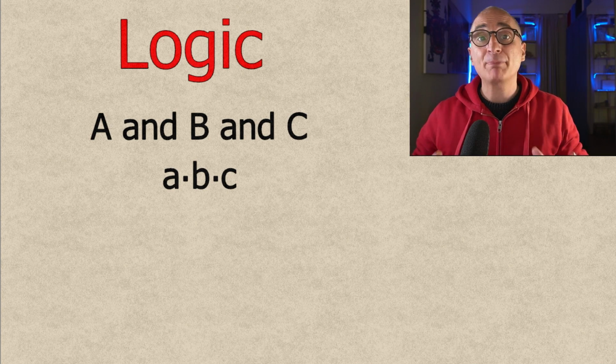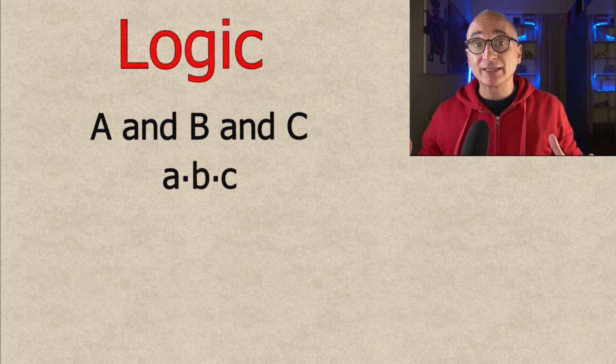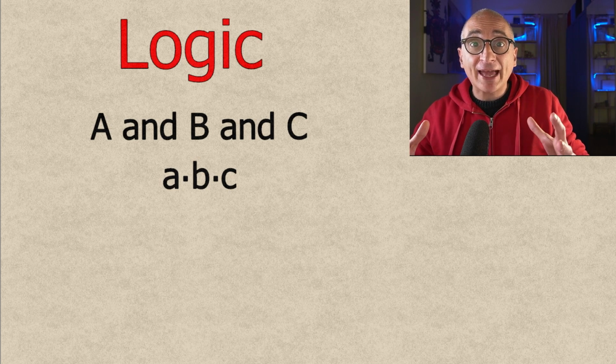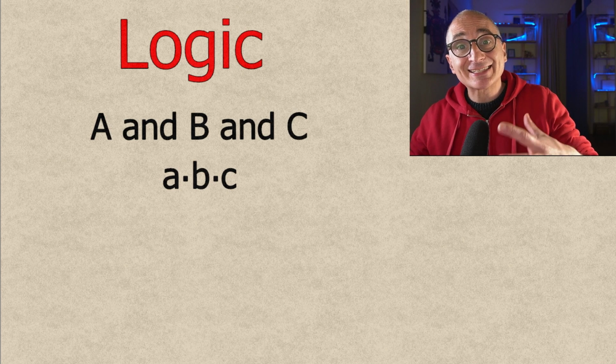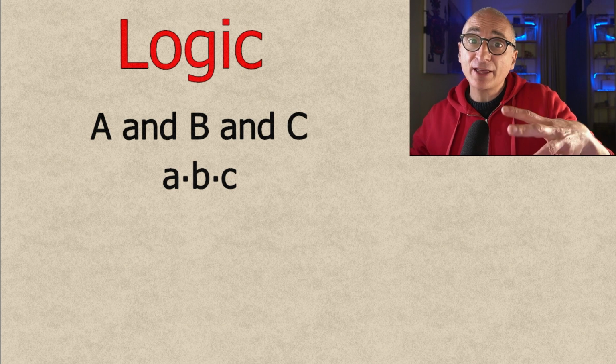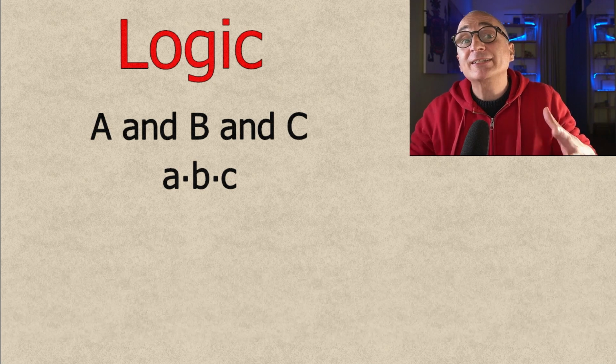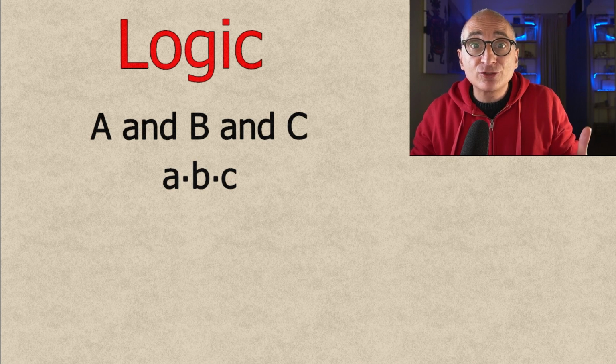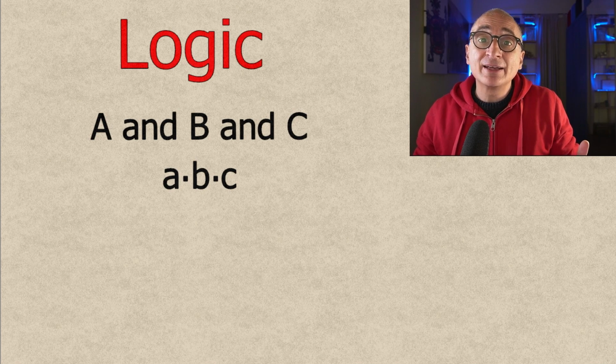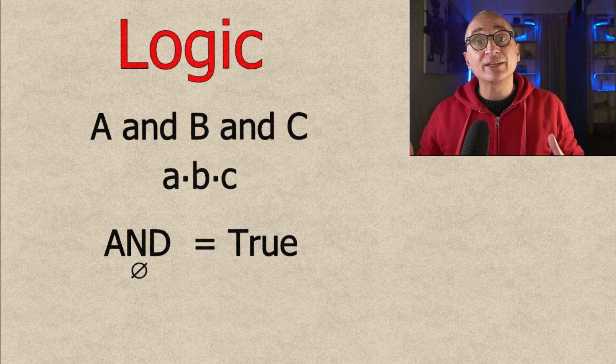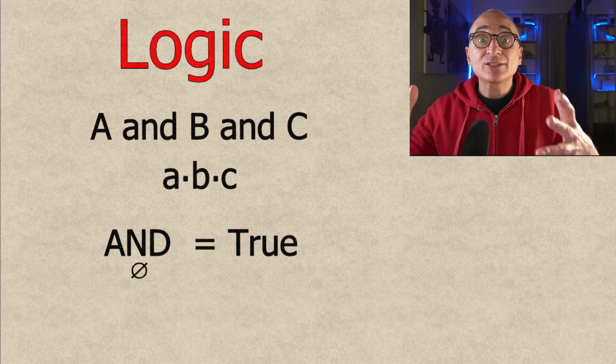But now what happens if the set is empty? We have to check if every sentence in that set is true. But there's nothing to check. Every sentence in the empty set is true because there are no sentences to check. So the AND operation in the empty set is true.